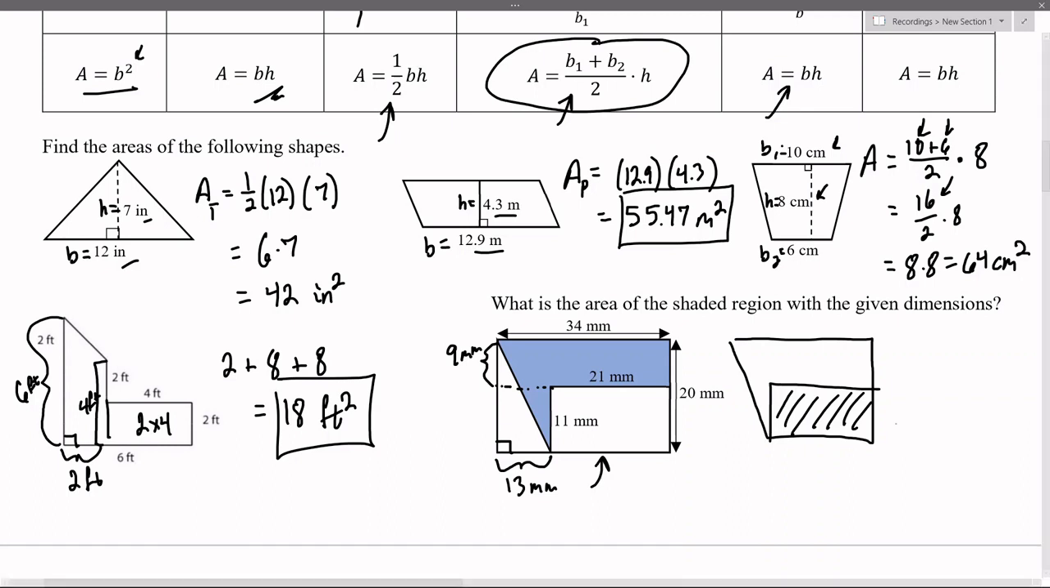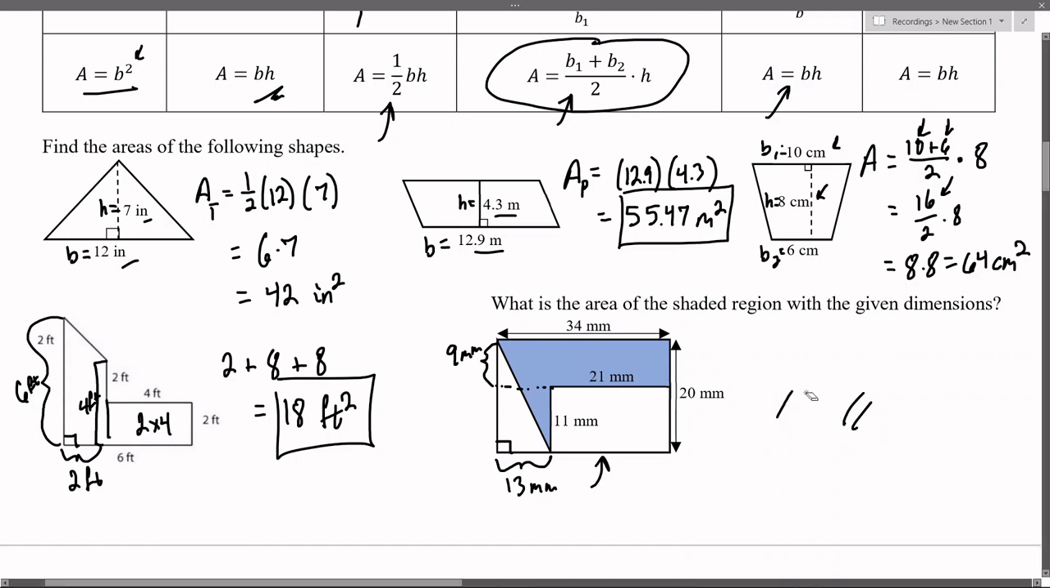Let's do the trapezoid and remove the rectangle from it. So the overall trapezoid, the bases are always going to be the parallel sides. So that's going to be this side here and this top side here. So this bottom side is 21 millimeters.